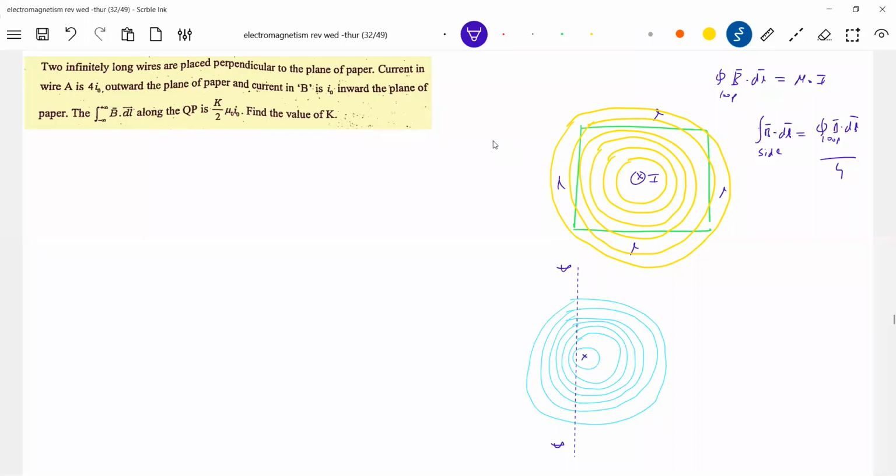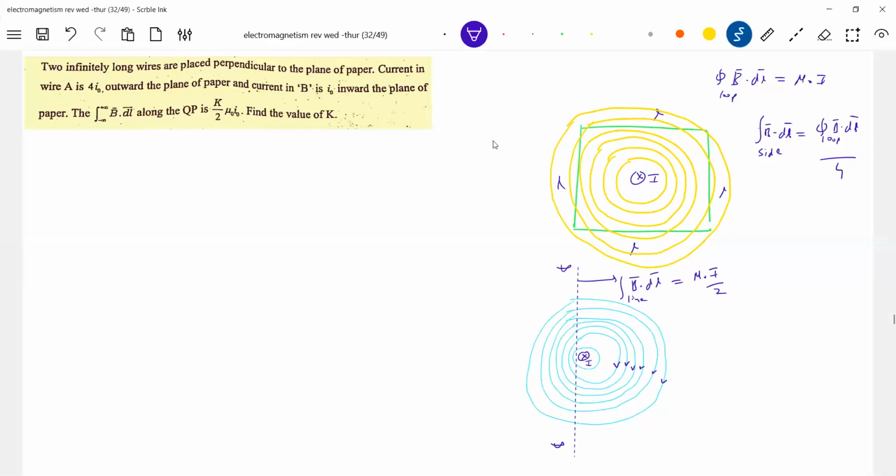Our thought process should come from here, and these are the lines of force. Half of them will link, no? So what is the B bar dot dl for this line? What shall I write? Mu naught I by 2. Do you agree with this? This is what we are going to apply in the previous problem. Okay, first we'll do this problem.